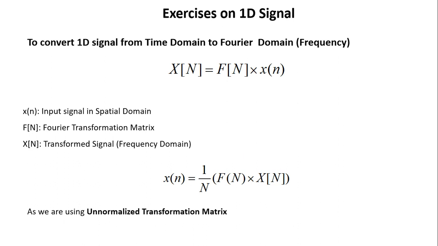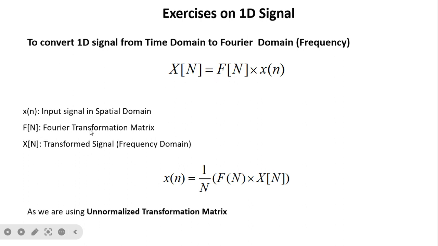Now we'll see the exercises on one-dimensional signal. To convert one-dimensional signal from time domain to Fourier domain, X of n is equal to F of n into x of n. For simplicity we are using unnormalized transformation matrix. If we are using normalized transformation matrix, at that time in the formula here also 1 by N comes and here also 1 by N comes. So it all depends on how we are using, but as we are doing calculation manually, so we are using the unnormalized transformation matrix.